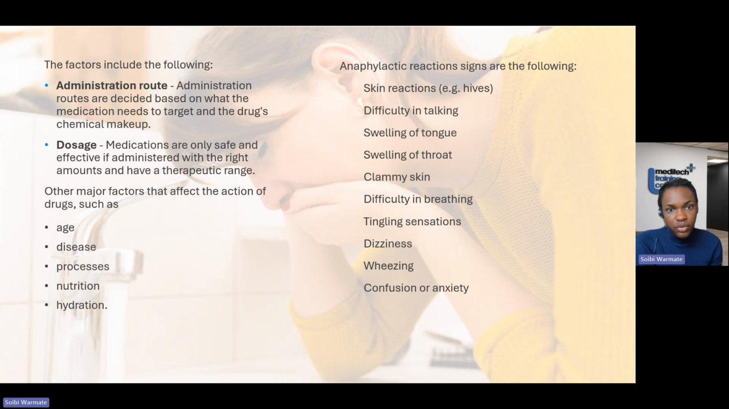Anaphylactic reaction signs include the following. So we have skin reaction, difficulty in talking, swelling of tongue, swelling of throat, clammy skin, difficulty in breathing, tingling sensation, dizziness, wheezing, and confusion or anxiety, which are things that you should be looking out for, as it is very, very important to act quickly.